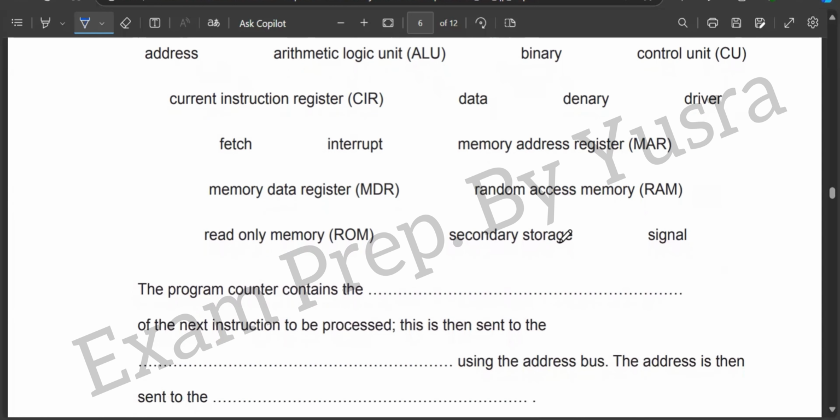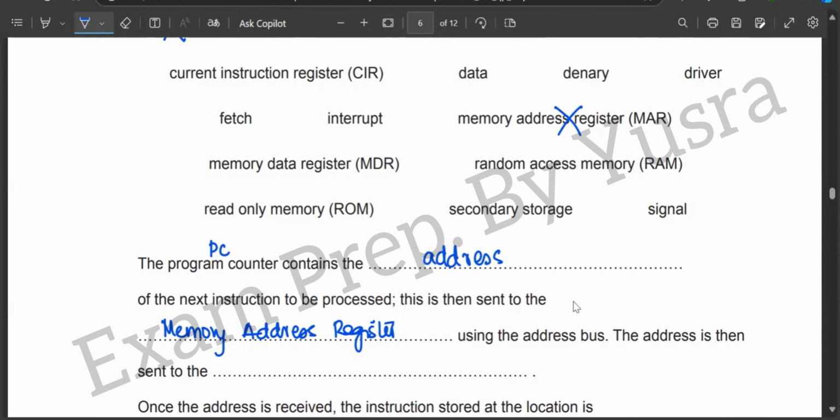Okay. In the fetch part of the fetch-execute cycle, we know that the program counter, which is also known as PC, contains the address, which is basically the location at which the data will be found. Address of the next instruction to be processed. This is then sent to the memory address register using the address bus. The address is then sent to the dash.